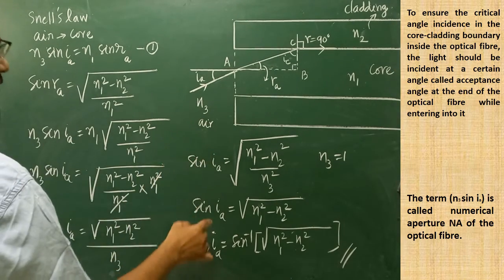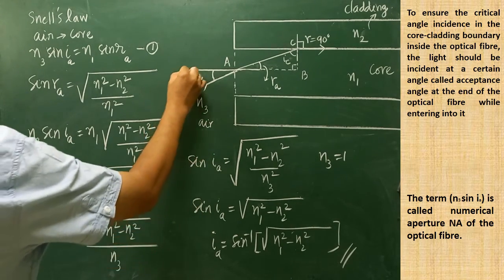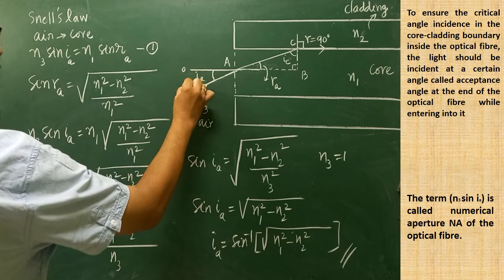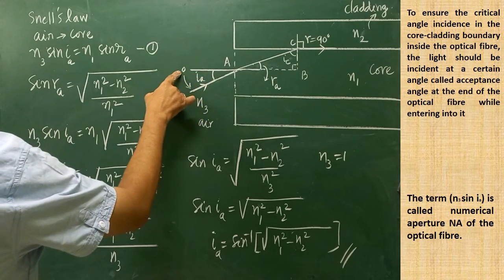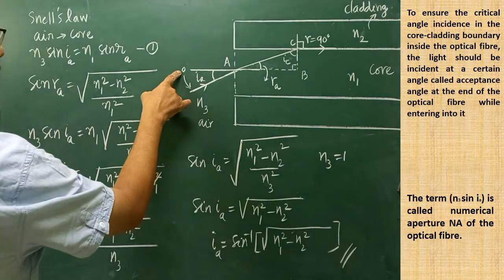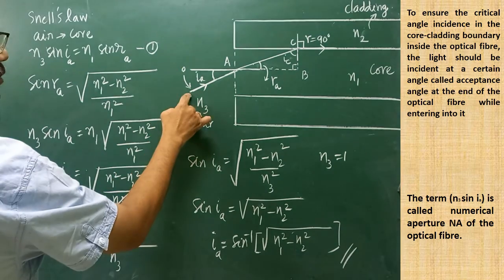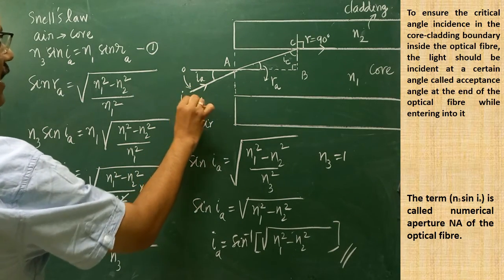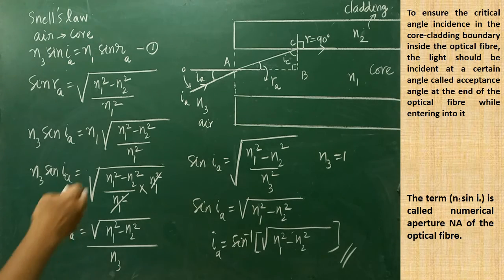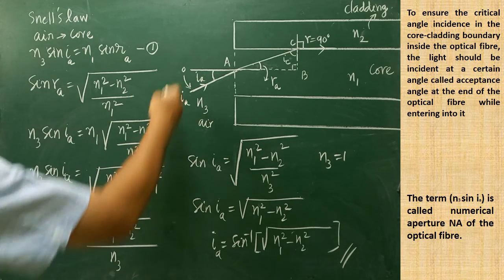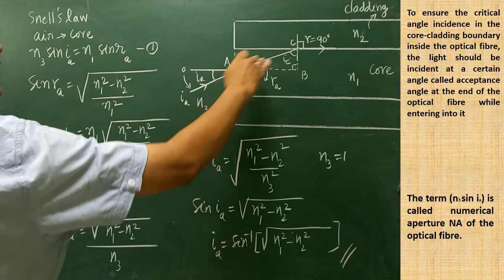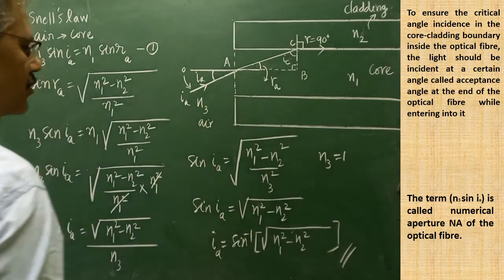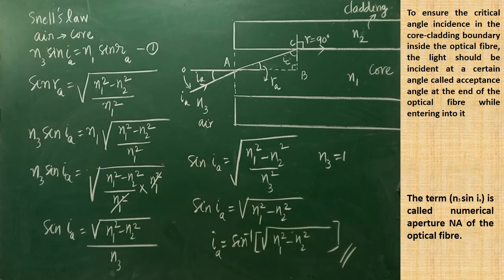Here the acceptance angle range must be written. The acceptance angle value varies from 0 to i_a. What is the minimum value of i_a? The minimum value is 0 and the maximum value is i_a. So the range of i_a starts from 0 to i_a. Are you clear? Within this range, between 0 and i_a, you can send the ray, and only then will the ray graze. So this is a very important derivation. We have to follow it and derive it. Okay, thank you.